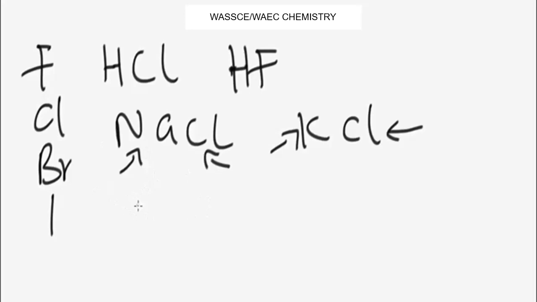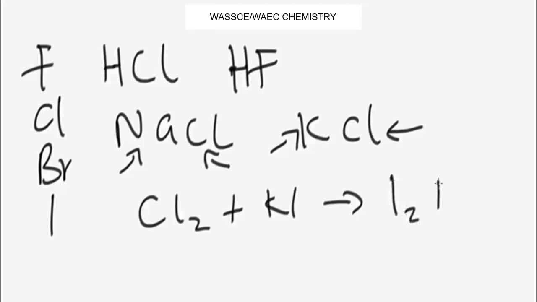Now let's look at a typical example. Let's say in this displacement reaction, chlorine gas reacts with potassium iodide. This reaction will form an iodine molecule and potassium chloride. Now you need to balance this equation. The iodine molecule, iodine gas, has 2 atoms, while the iodine at the left has 1 atom, so we balance it by adding 2 here. So iodine is now balanced at the left and also at the right.